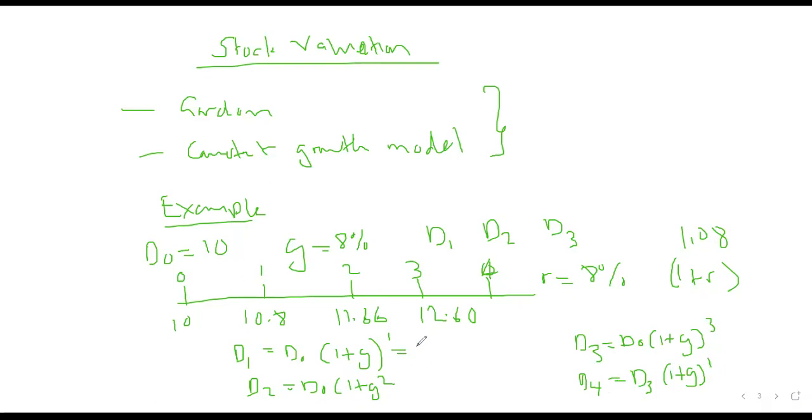So if you were to calculate it, 10 times 1.08 to the power 1, for year 1 you're going to get 10.8. For year 2, you're going to get 10 times 1.08 to the power 2. You're going to get 11.